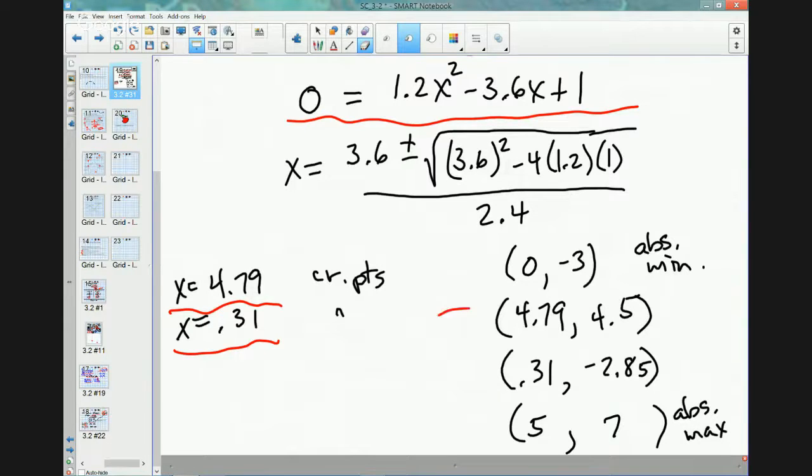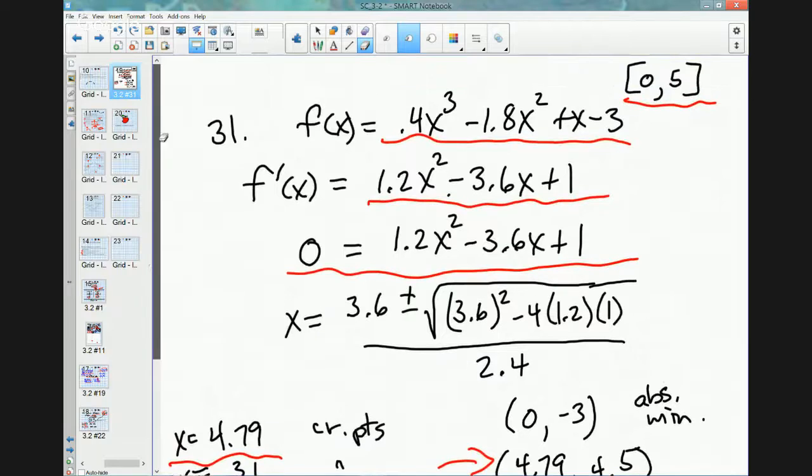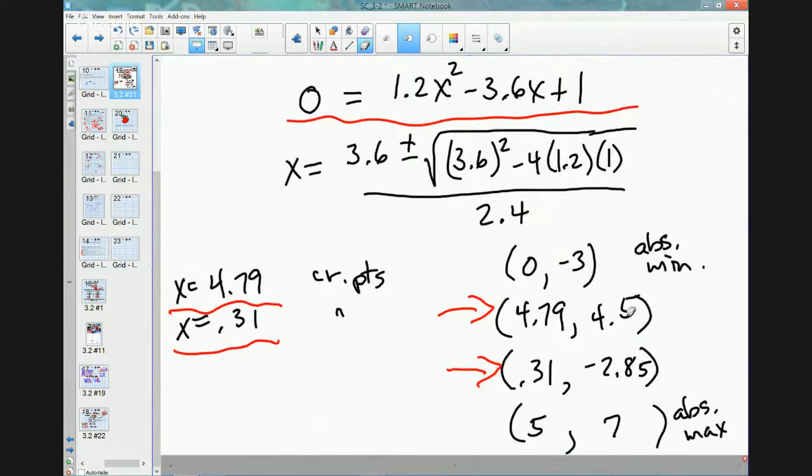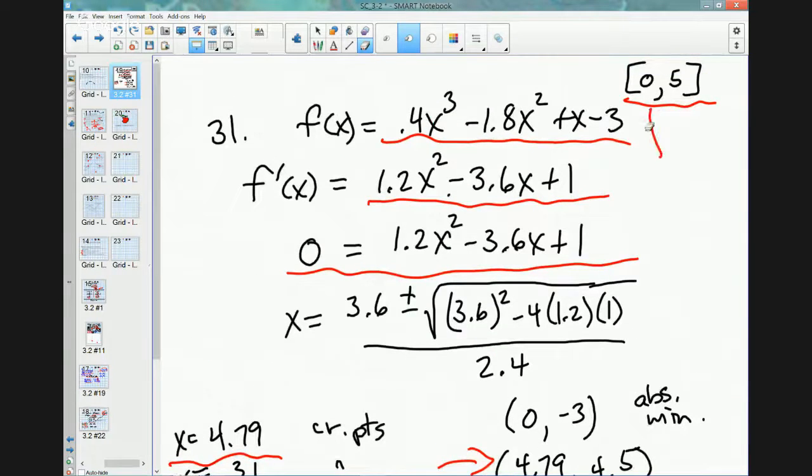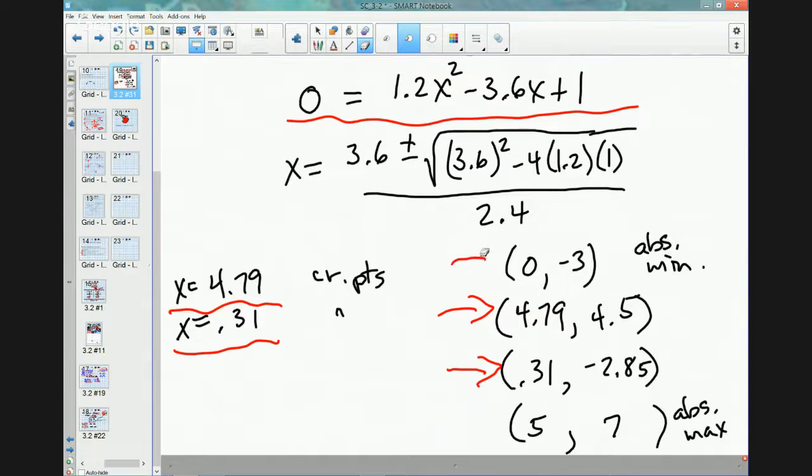So you notice right here is where I test those two. What do I mean test it? I mean, what is f of 4.79? In order to find out, you got to go back to the original function, plug in that value for x, and do all the arithmetic, and I came up with 4.5. Then you need to do the same thing with 0.31, and you come up with that answer. But in addition, you also have to try these two guys, the beginning of the interval and the end of the interval. So that's why in my list I've also tried 0 and 5.